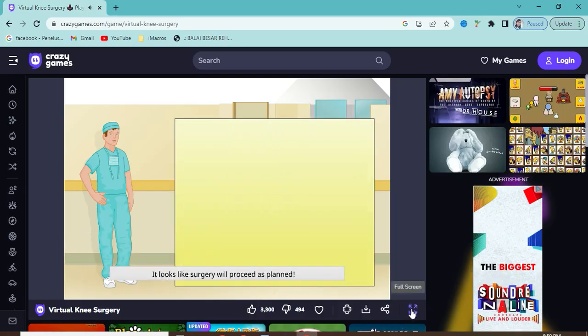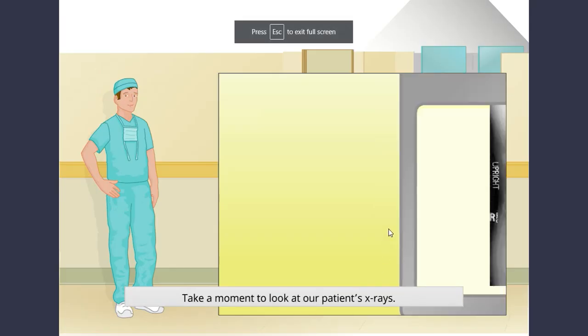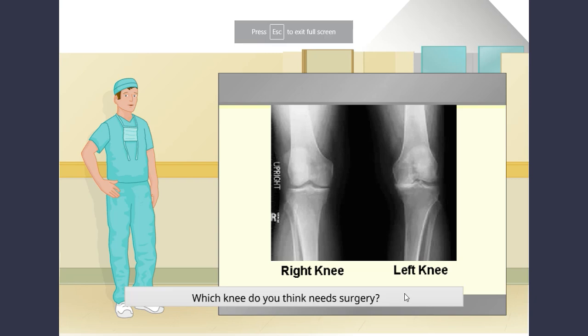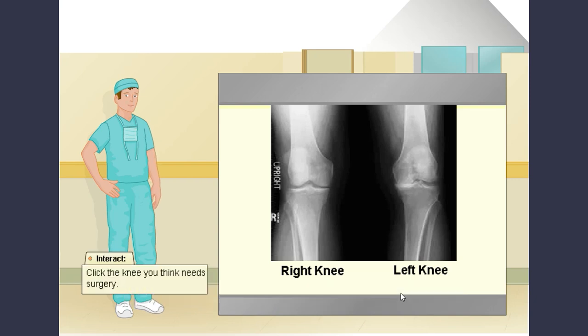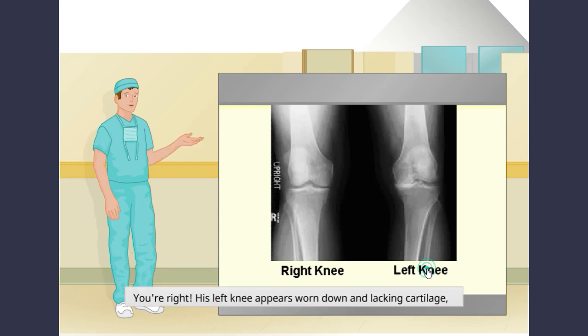It looks like surgery will proceed as planned. Take a moment to look at our patient's x-rays. Which knee do you think needs surgery? You're right. His left knee appears worn down and lacking cartilage, which is likely the cause of his pain.